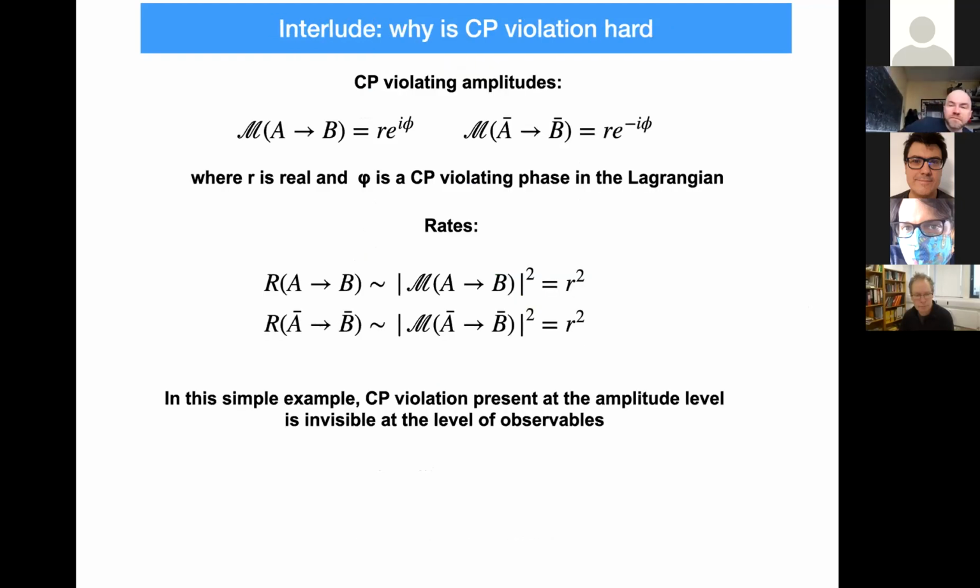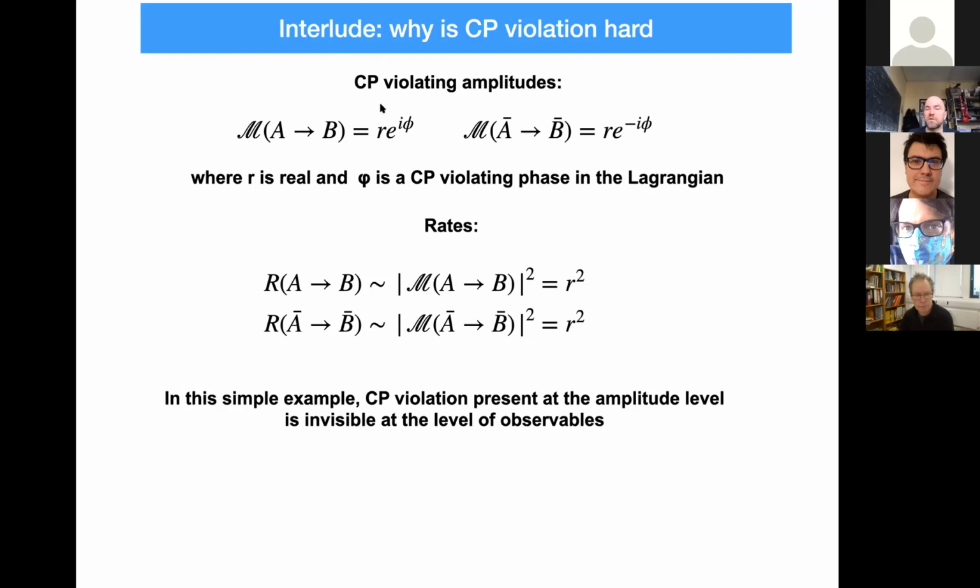One more thing. I wanted to discuss why CP violation is so hard to see. This is the argument that is given very often in this discussion. So why is CP violation something generic at the level of the Lagrangian, but so difficult to observe at the level of experimental observables? So consider that we have a CP violating amplitude.